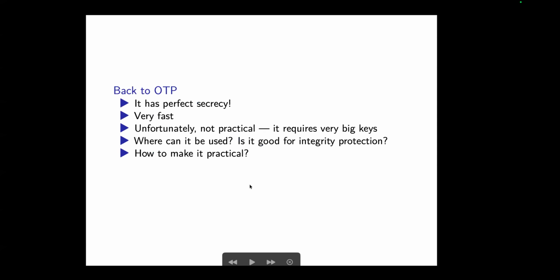Okay, so back to one-time pad. It has perfect secrecy. It is very fast, but it's not practical. It requires very big keys, and so on. So where can it be used? When do you think one-time pads can be used?